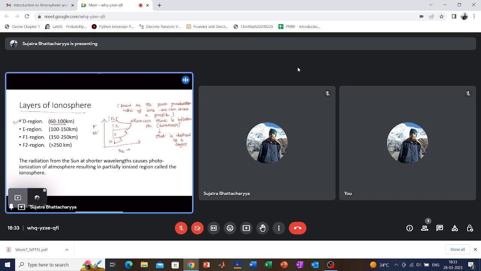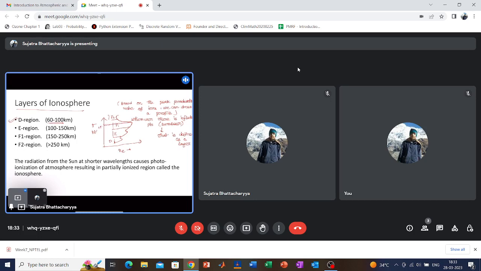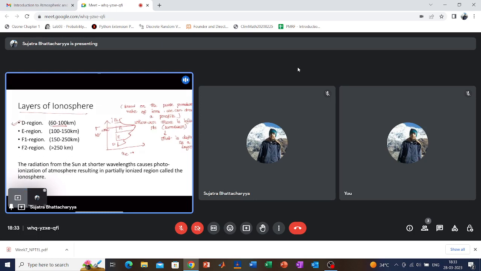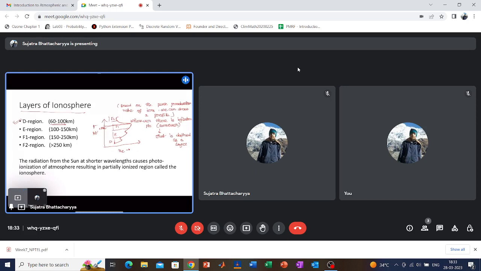Fine. And as you can see, this is about 250 kilometers. I will come to this. No need to worry about this right now. At 250 kilometers, the peak production is maximum. That is what we call the peak production. That is very large. Now, there is another layer, the lower layer.